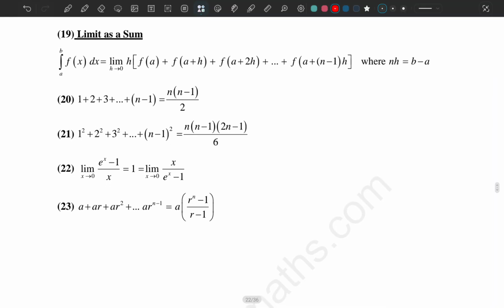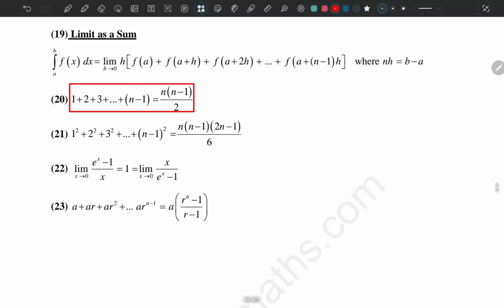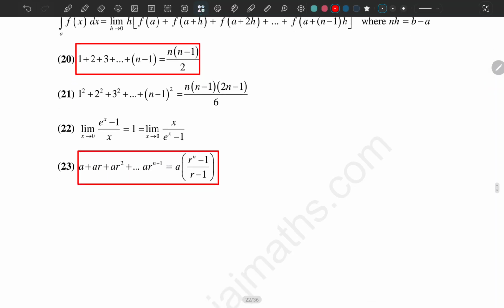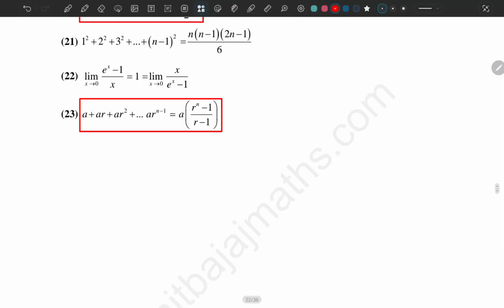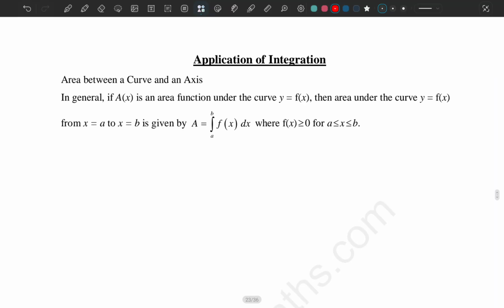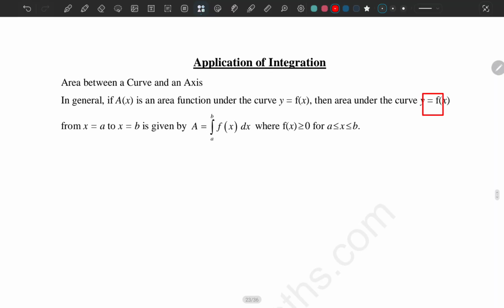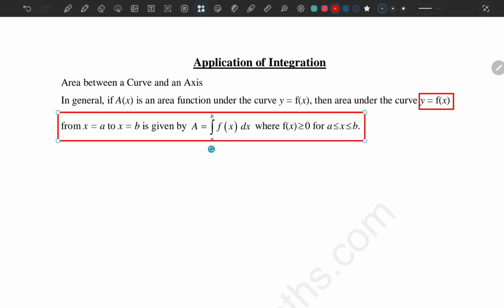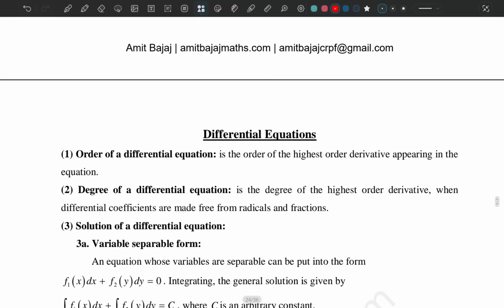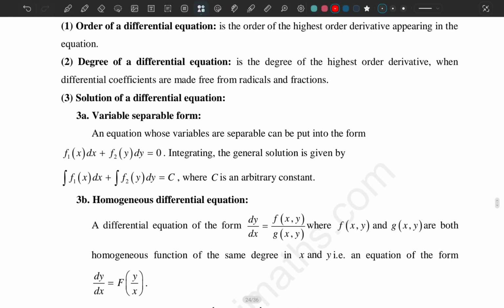Okay. Limit as a sum. I don't think CBSE would ask a question on this, but just remember this formula, that's it. And this one is the infinite geometric series. And now applications of integrals. You would be given some y equals f of x, and you just have to integrate with the given limits. That's it. Now we're heading towards our next chapter, differential equations. This is the last chapter of calculus.